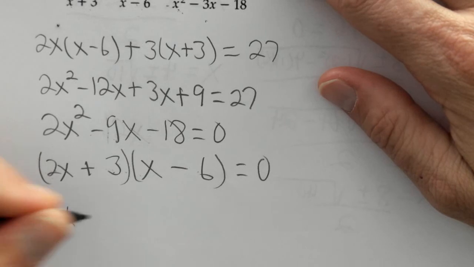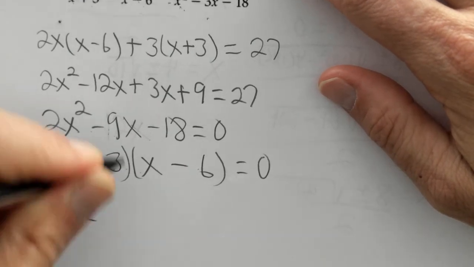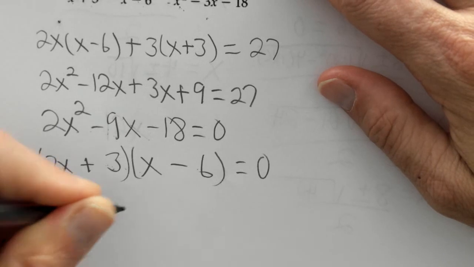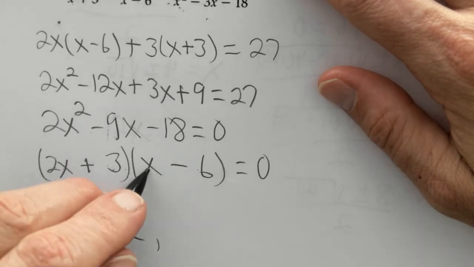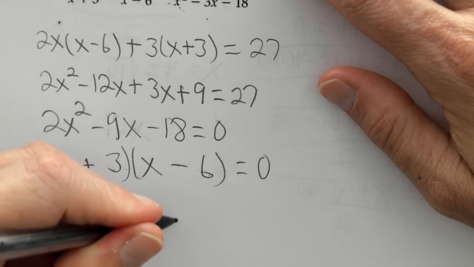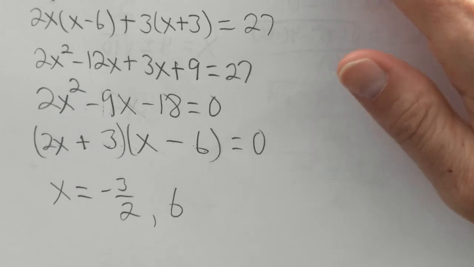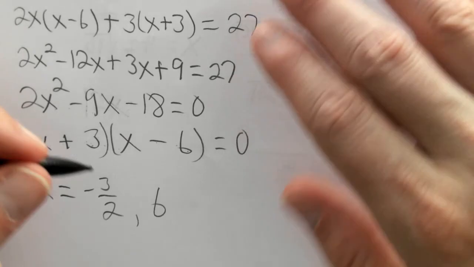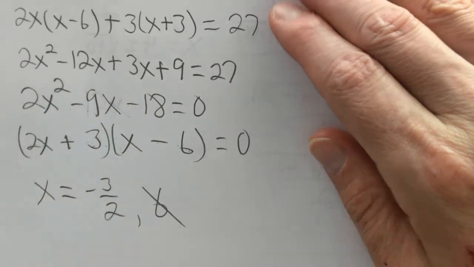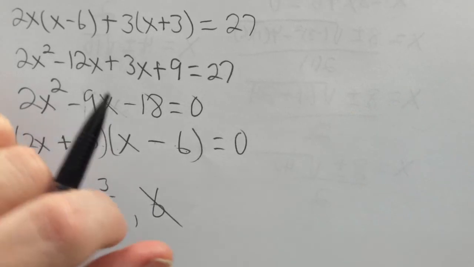So now to finish it, I can go zero product rule, 2x plus 3 equals 0. Move the 3 over, negative 3 divided by 2, so that's negative 3 over 2. And if I set this one, x minus 6 equals 0, then that means x equals 6. However, one of these we are not going to be able to use, and it's the 6, because if I put 6 here, I would be dividing by 0. It's an extraneous solution. The only correct answer is negative 3 over 2. All right, so there you go.